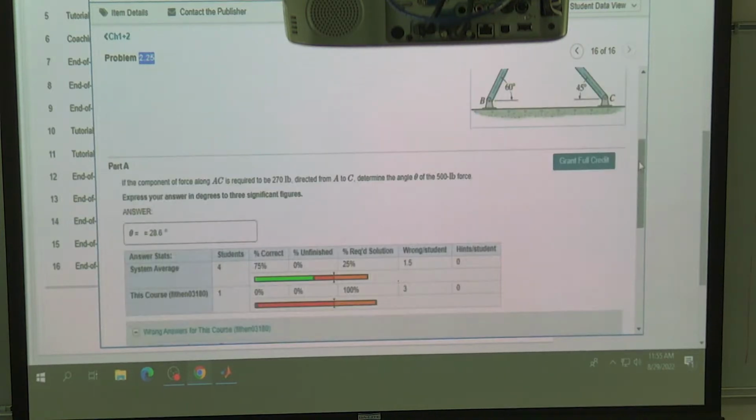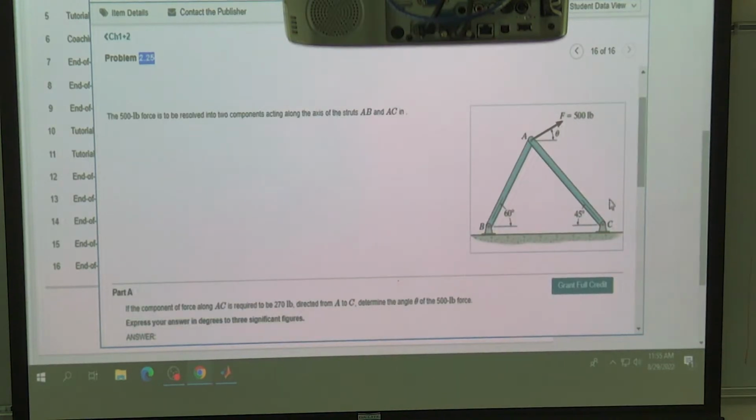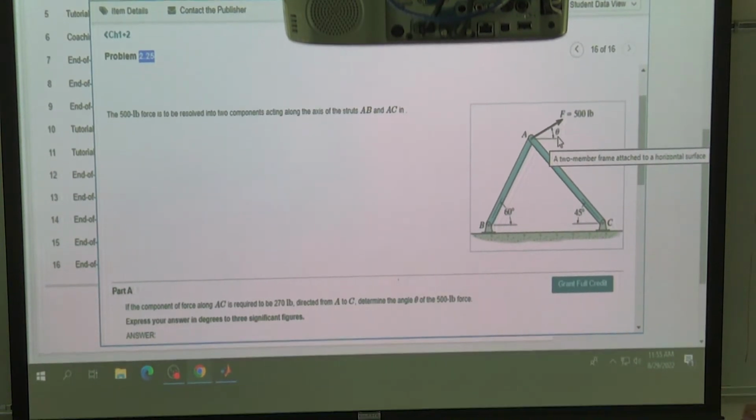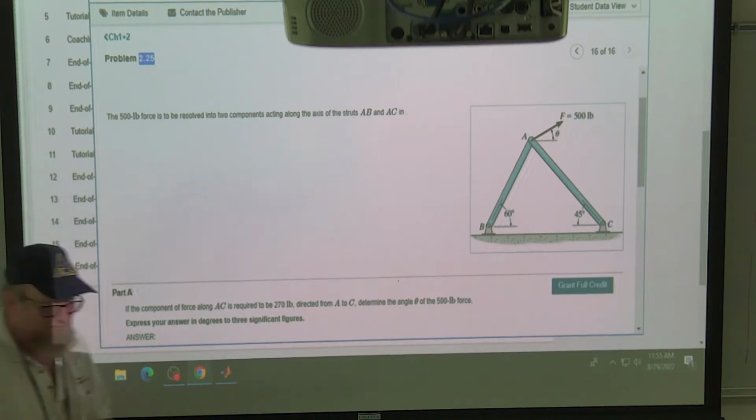But what I can't figure out is how I can get the force correct and not get the angle correct. Yeah, that is weird. The only thing I can think of is maybe somehow... Well, we'll just do it on Wednesday. How about that?